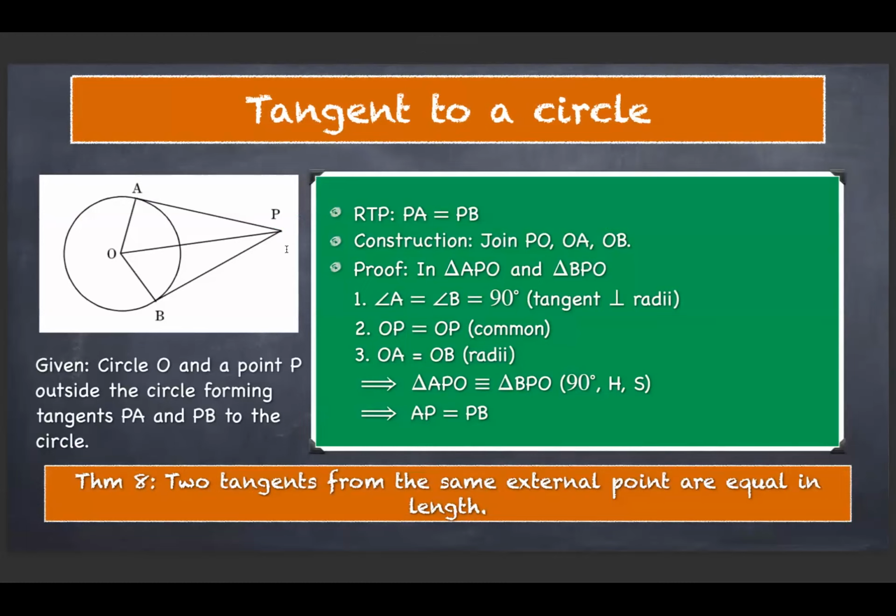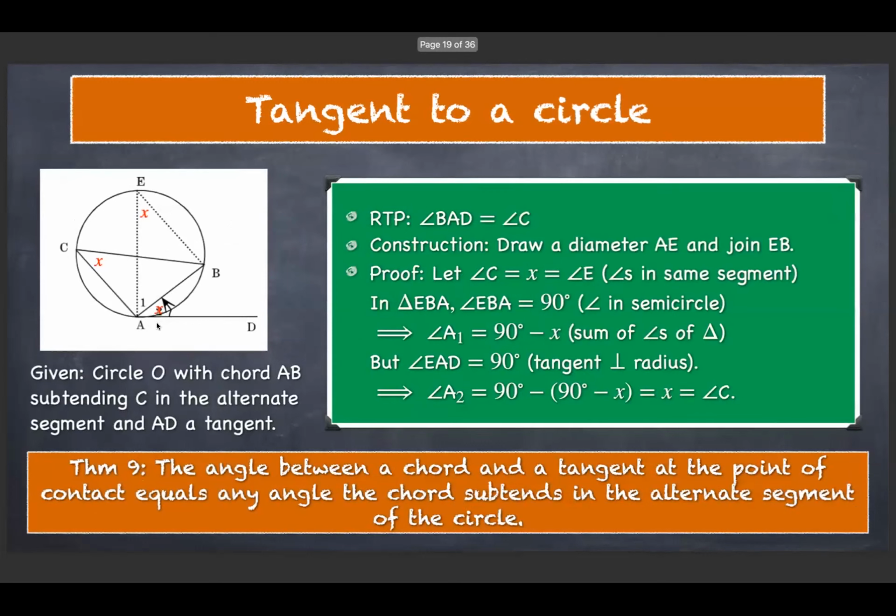If you have two tangents from the same external point, so if you have these two tangents from P here, you can see these are tangents to the circle. They only touch the circle once, at A and at B. If you produce them back to P, then these two tangents AP and PB are going to be equal in length.